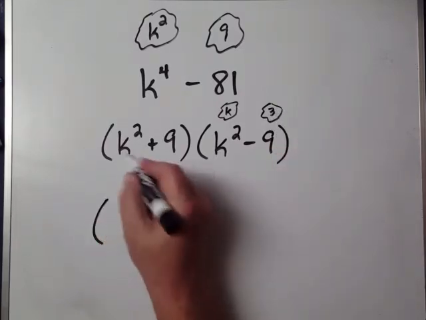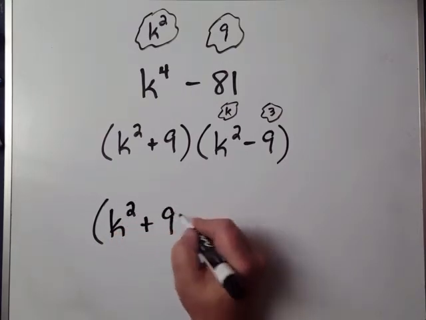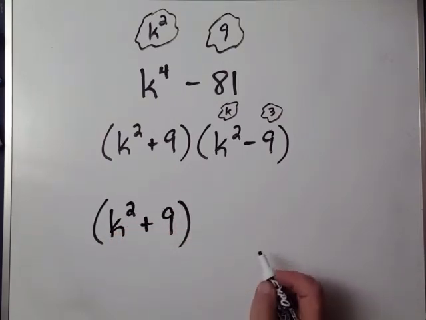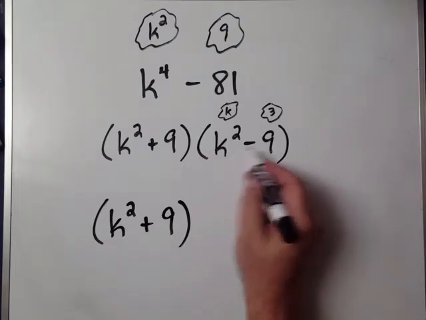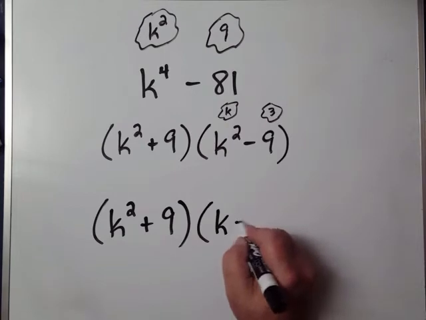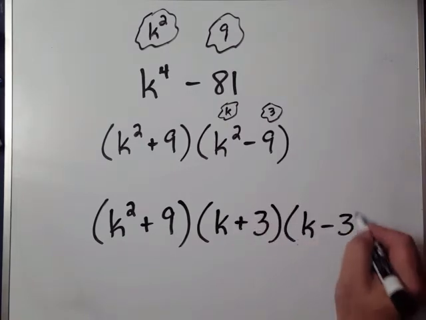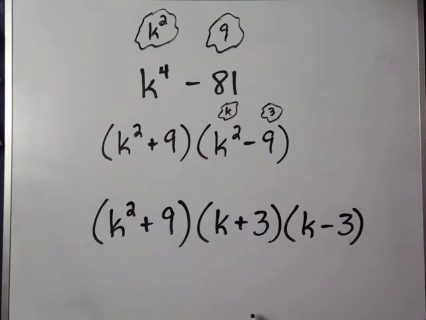So there's nothing I can do with this sum of squares up front. We're stuck with him. He's prime. He doesn't factor any further. But this second binomial will factor further as this first plus this last times this first minus this last. And now this is factored completely.